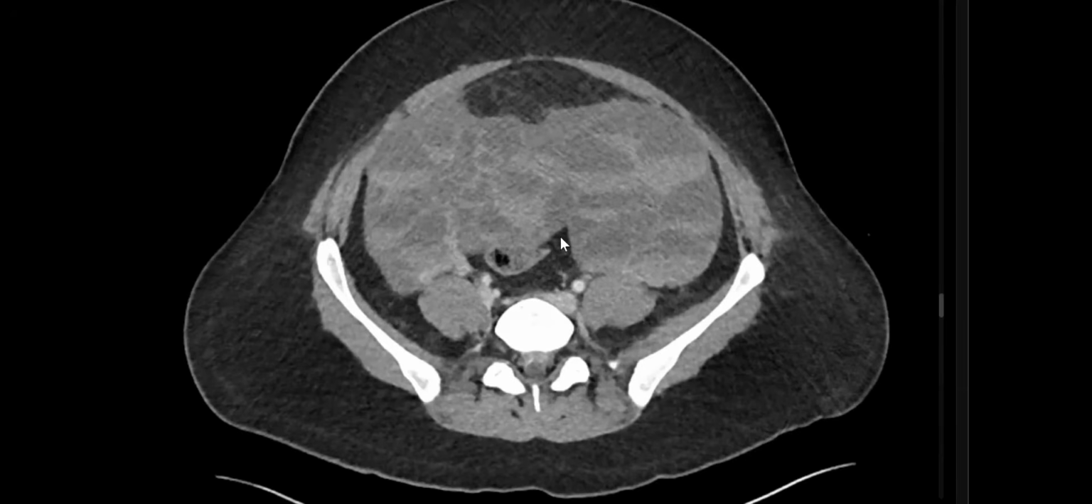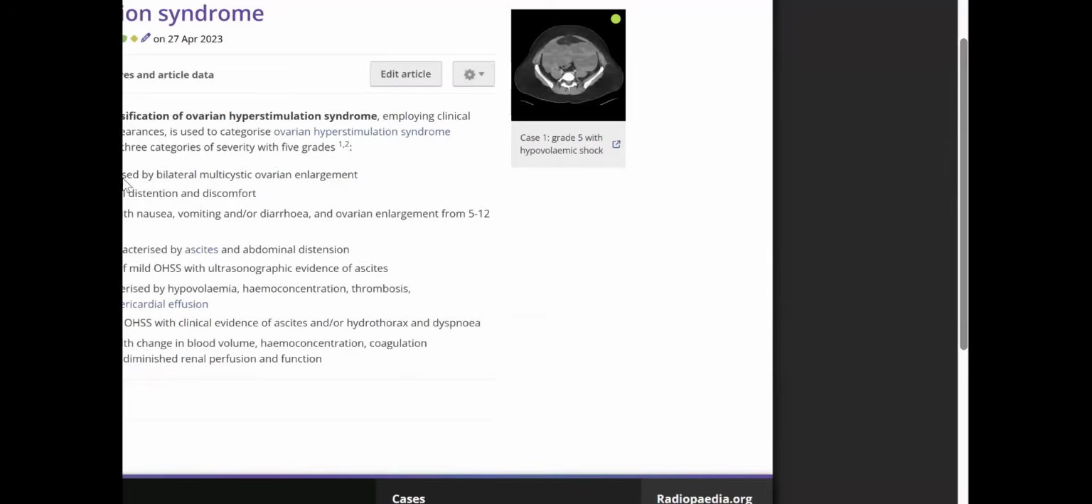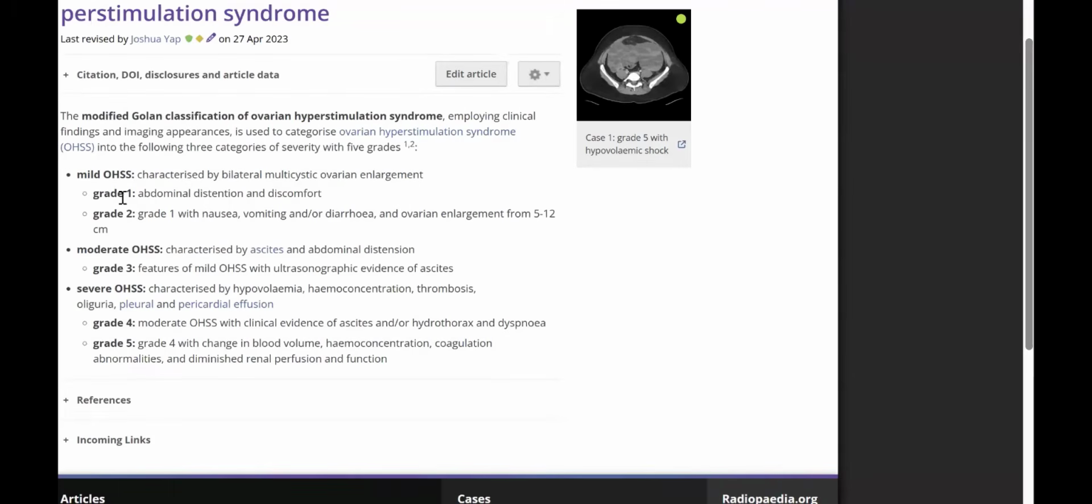Can you grade this case? Any grading system? Sir, I'm not aware of the grading system. No problem, it's okay. Let's revise together the grading system of ovarian hyperstimulation syndrome. We can grade it as mild, moderate, severe, or grade 1 according to clinical abdominal distension and ovarian enlargement. Grade 2, ovarian enlargement, abdominal distension with other symptoms, vomiting, diarrhea, and so on.